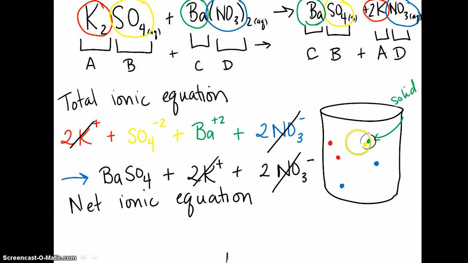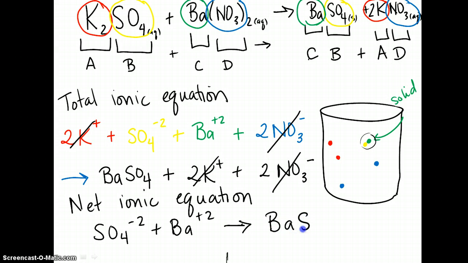The only thing that changed was that I had a sulfate and a barium that were separated. When they were mixed together, they formed a solid. So I'm going to have my net ionic equation only show that change. So my net ionic equation would look like this. Okay, and we are now finished.